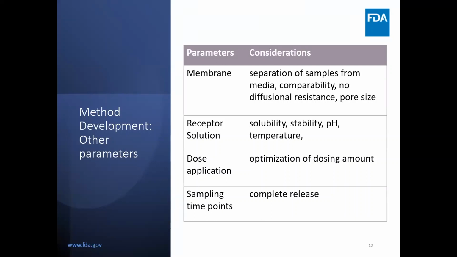For the sampling time selection, basically complete release is recommended for ophthalmic products. So depending on the apparatus and sample holder, the sampling times can be up to a few hours or a few days. If your IVRT method cannot make a complete release, we expect some justification, such as the impact of incomplete release on bioequivalence evaluation.